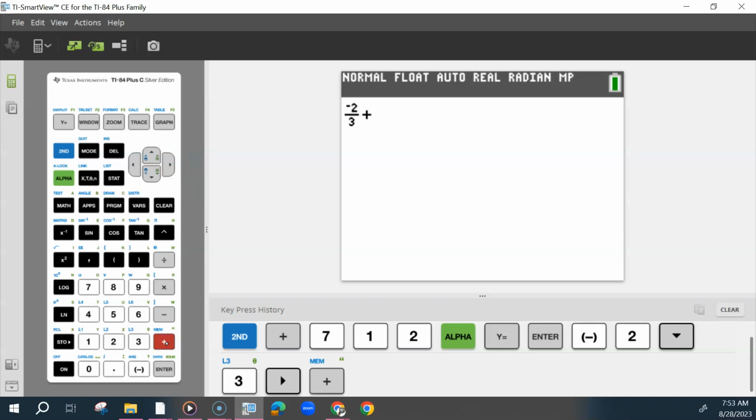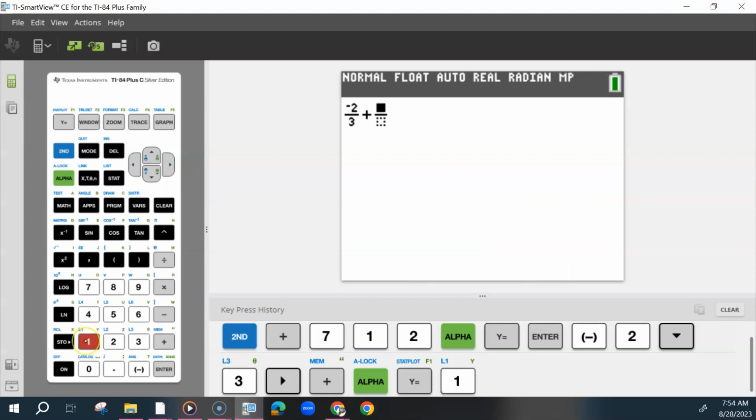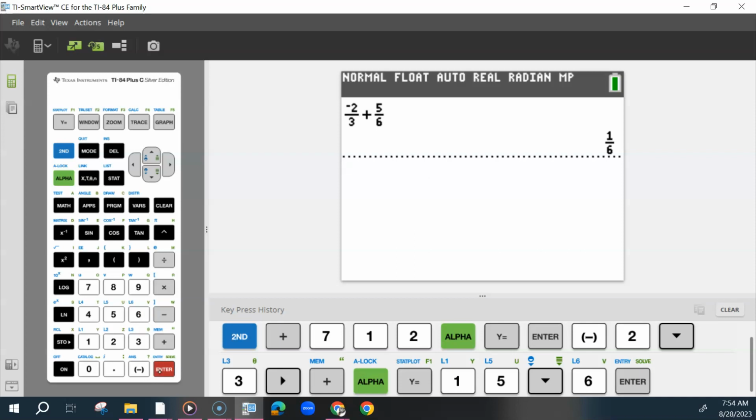Go back, alpha y equals, press 1 or press enter. And then 5, go down and press 6. And then you can press enter. And it'll give you a simplified version of the answer. Right. Did anyone not get that? Okay.